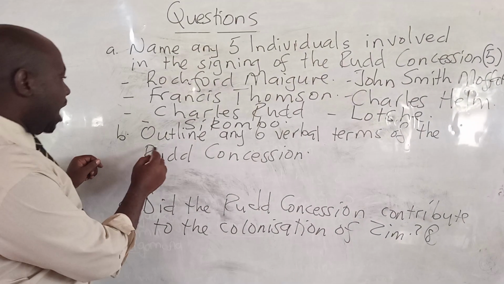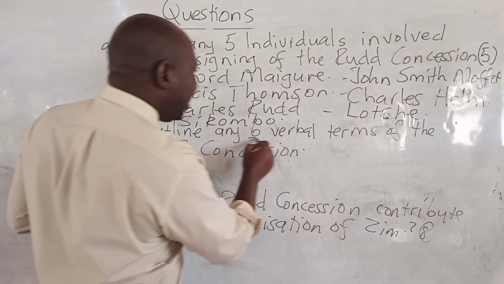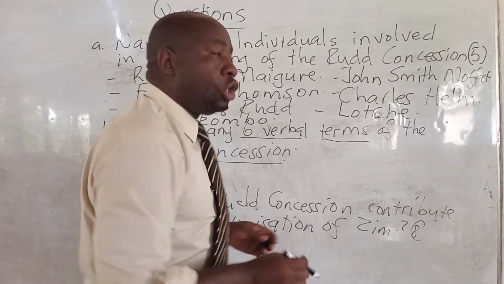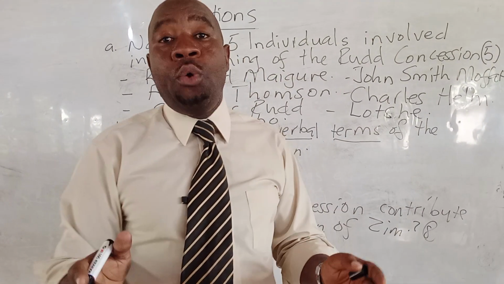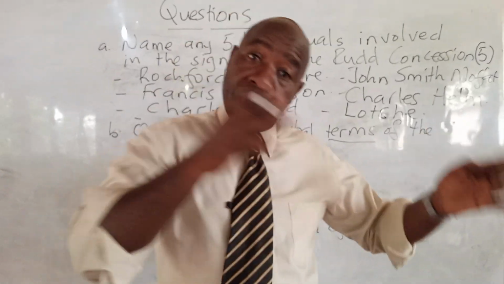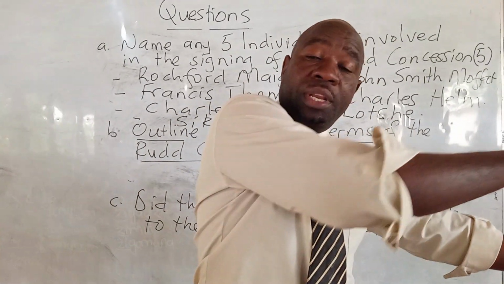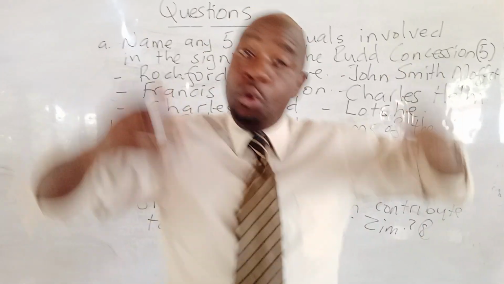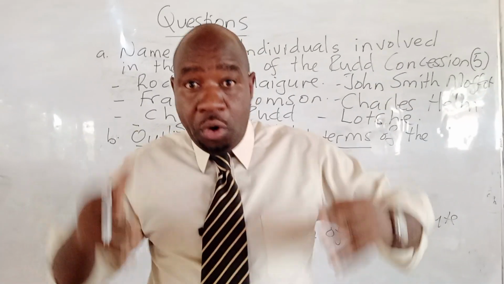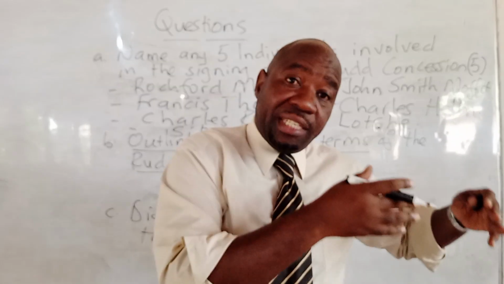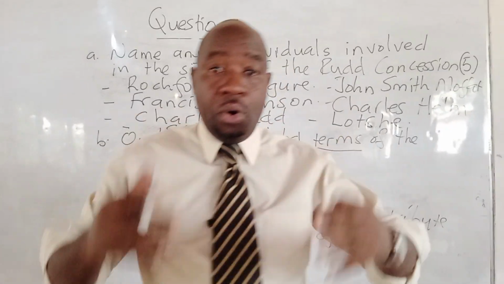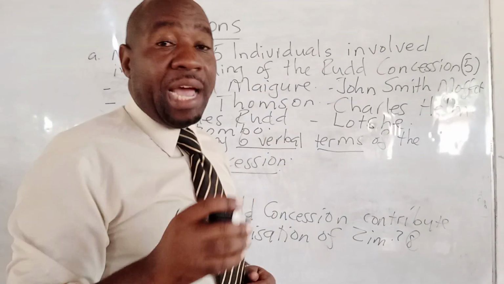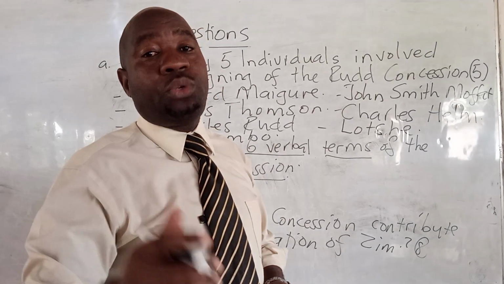Then let's move on. Outline any six verbal terms of the Rudd Concession. When we answer part B, we are supposed to give a point, then we explain the point. So we have to give the verbal terms of the Rudd Concession. We give a point, we explain a point. A point is a B1, the explanation is a B2, a point a B1, explanation a B2, so that we are in a position of getting 12.